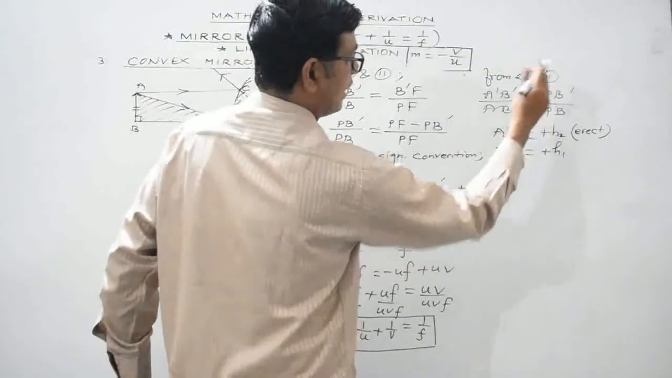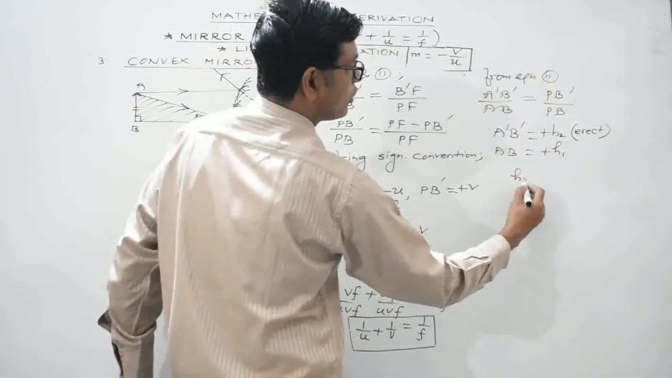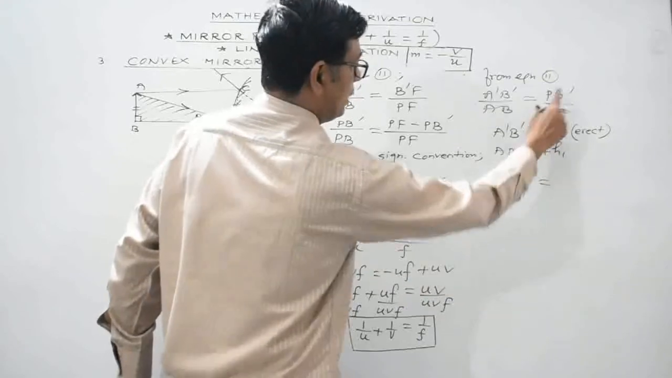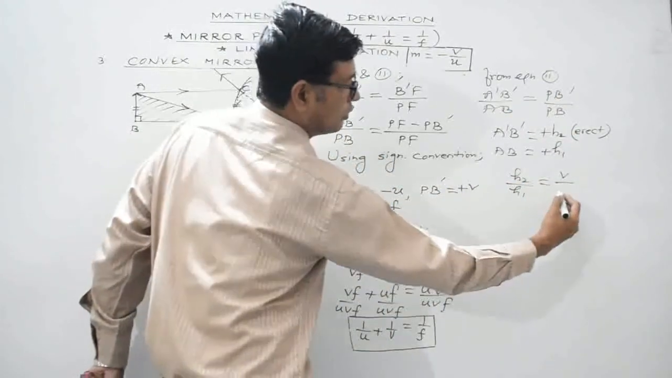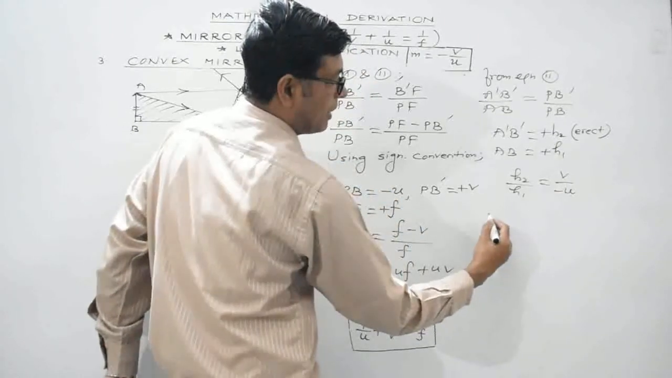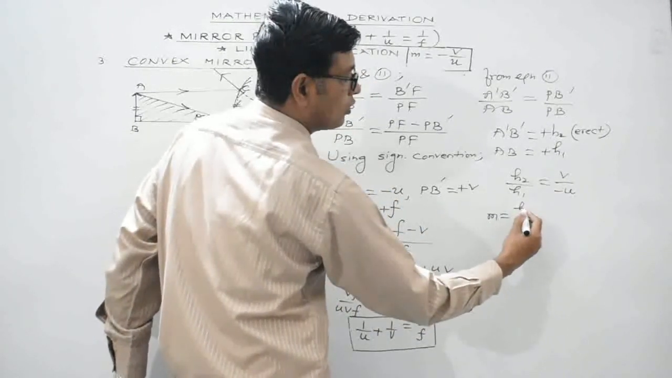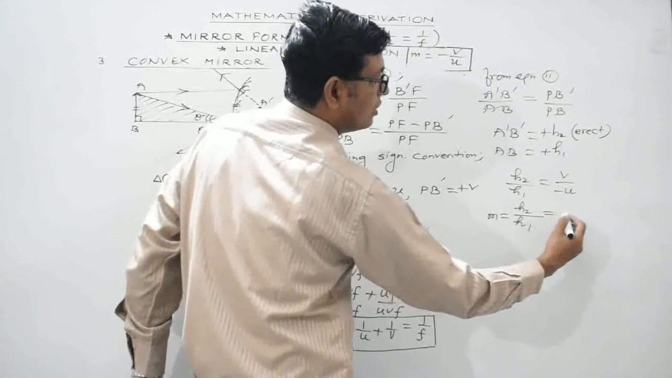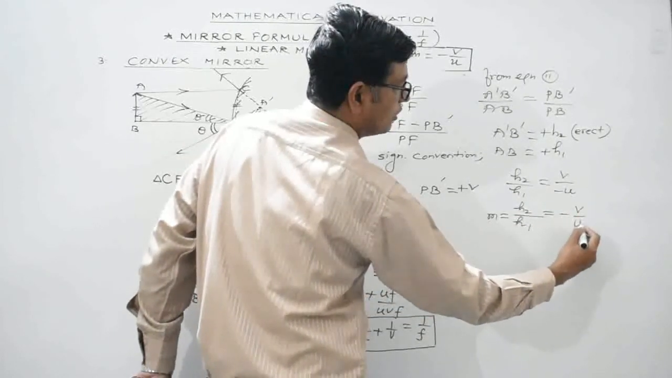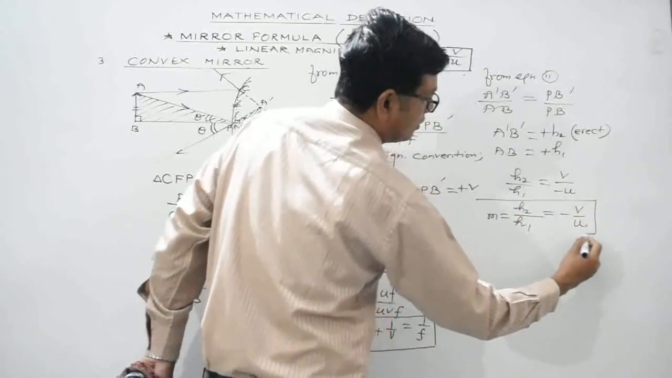So let's substitute the value over here. So it is H2 by H1. PB' is V. PB, it's minus U. So linear magnification by definition is equal to the ratio of the size of the image to the size of the object, which in turn is equal to minus V by U. So that's the formula.